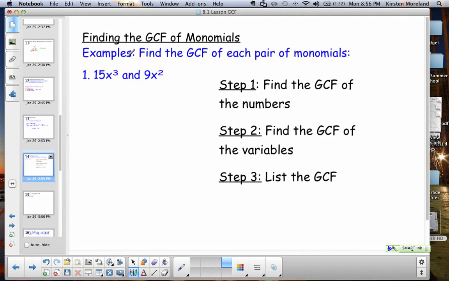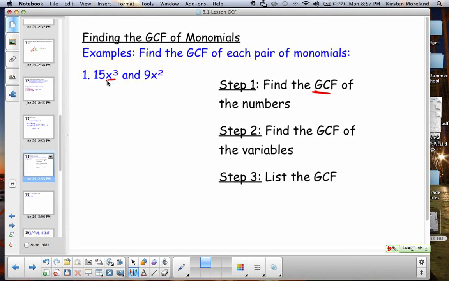Now we're going to do greatest common factor of monomials, and you should remember that a monomial is just one term. It's got numbers and letters though. So here are your steps really. Find the greatest common factor of the numbers like we've been doing, and then find the greatest common factor of the variables. The variables are really easy. You just pick the smaller exponent.